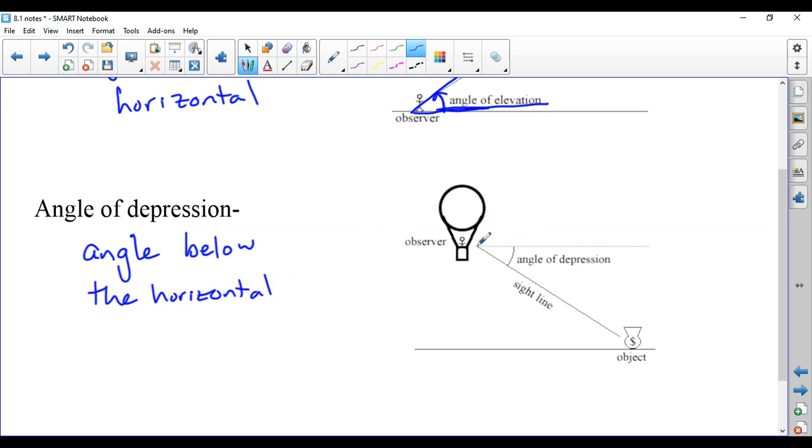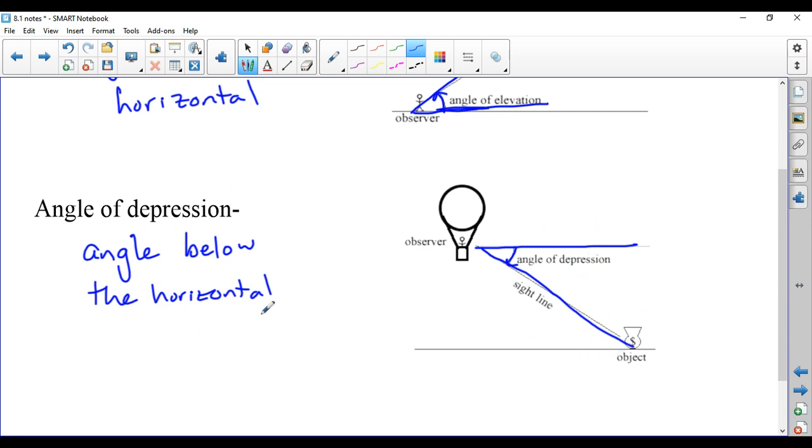So here you have your observer up in the hot air balloon. The horizontal is straight across from their height. Angle of depression is the angle coming down from there to their sight line. And so this would occur in any problem where you have someone looking down at an object.